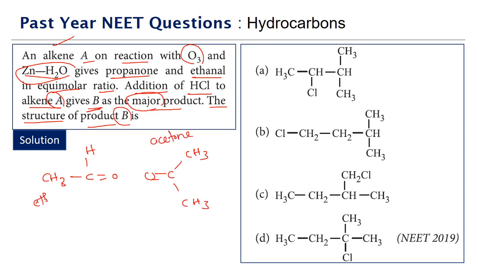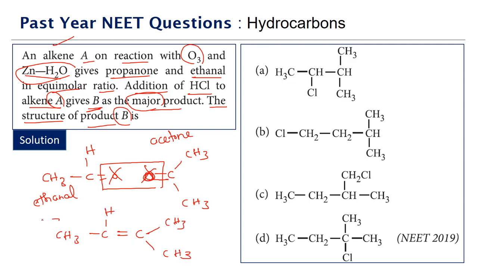Now we have arranged the carbonyl carbons in such a way that both the carbons are facing each other along with the oxygen. Now here we see how we get back the original alkene. Remove both these oxygens and form a double bond. So look at this: CH3CH double bond C(CH3)CH3. This is the original alkene, and this is the compound A basically.